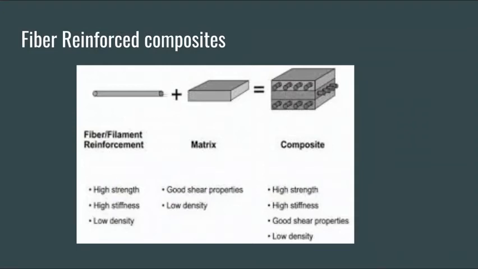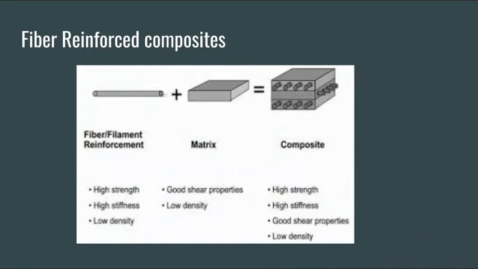I've added a couple times, I think, in the notes, and we've already talked about how composites are made up of a matrix and a reinforcement. So this type of composite is made from fiber reinforcements. So the fiber reinforcement will have properties that deal with high strength, high stiffness, and low density. They will be added to a matrix that has low density and good shear properties.